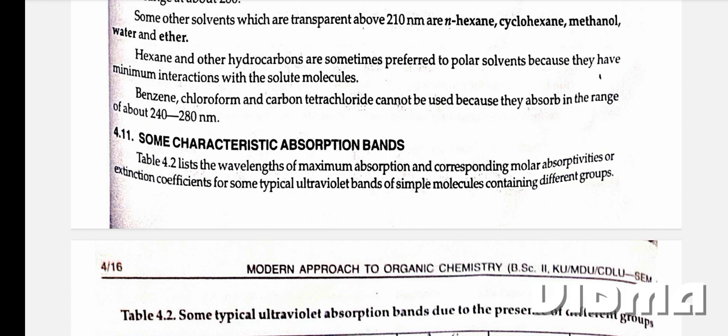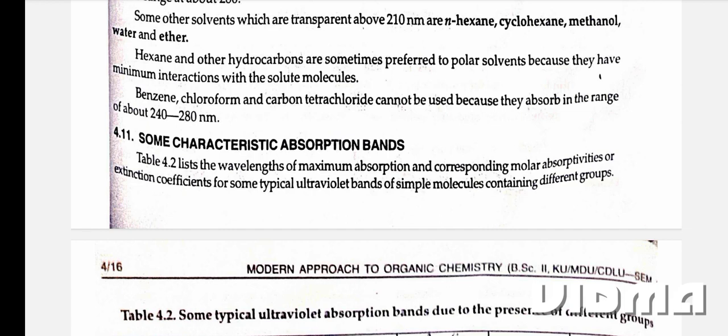Hexane and other hydrocarbons are sometimes preferred to polar solvents because they have minimum interactions with the solute molecules. Benzene, chloroform and carbon tetrachloride cannot be used because they absorb in the range of about 240 to 280 nanometer.